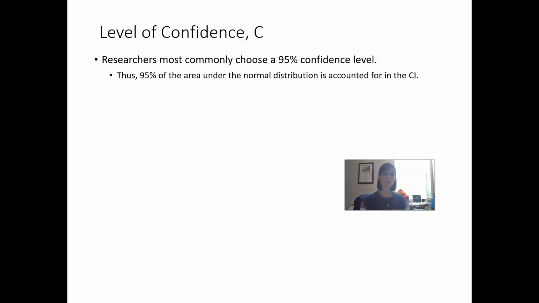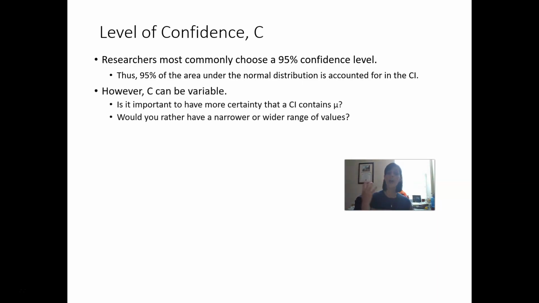So 95% of the area under the normal distribution is going to be accounted for in your confidence interval, but we can actually vary what our level of confidence is. So this is generally going to be a matter of personal judgment and what you're looking for. Do you want to have more certainty that a confidence interval actually does contain mu? If that's the case, you might want to choose a 99% confidence interval.